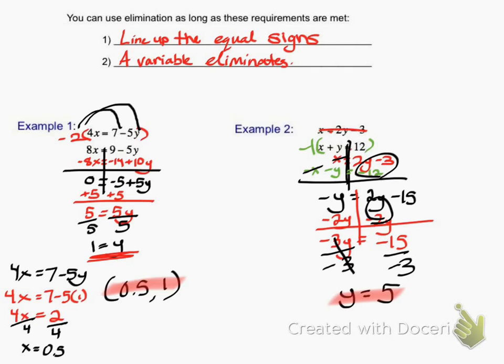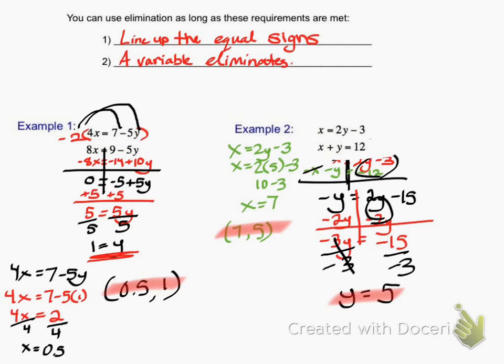But don't forget, you're not done with the problem yet. You have to find x as well. So now we go back and plug it in and find x. So I'm going back to my original equations, always go back to the original, and we're going to put 5 in for y. I'm just taking the first equation. X equals 2y minus 3. Now I'm going to plug in 5 for y. 2 times 5 minus 3. 2 times 5 is 10, minus 3 is 7. So that means my x value is 7. So my solution to this ordered pair is 7, 5.